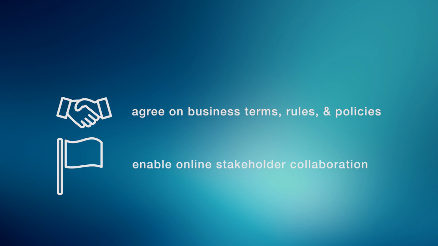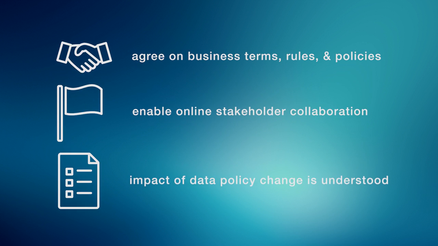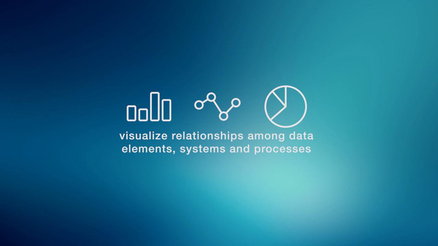So to summarize what you could do with business glossary, you can agree on business terms, rules, and policies. You can enable online stakeholder collaboration. You can make sure that the impact of data policy changes is understood. When you make business policy changes, you understand what business terms it's going to impact, provided you have those relationships defined. And then you can visualize relationships among data elements, systems, and processes.